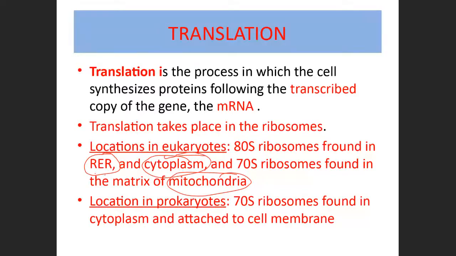Eukaryotic ribosomes are 80S ribosomes. We saw that in chapter 3, whereas mitochondrial ribosomes are 70S ribosomes. Nonetheless, either 80S or 70S can translate. So this is the location where translation takes place. Prokaryotes are easier. 70S ribosomes. Ribosomes are found in the cytoplasm and attached to the cell membrane. So know the locations of translation.